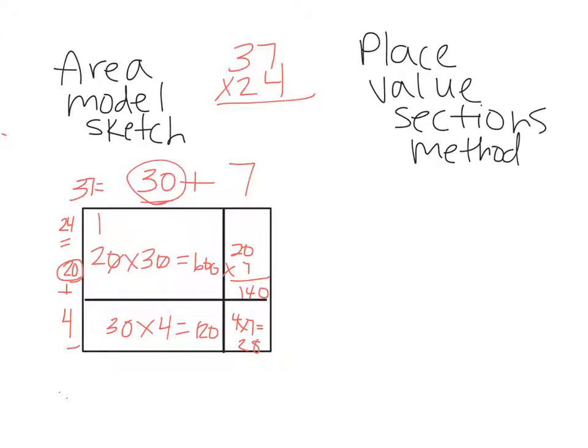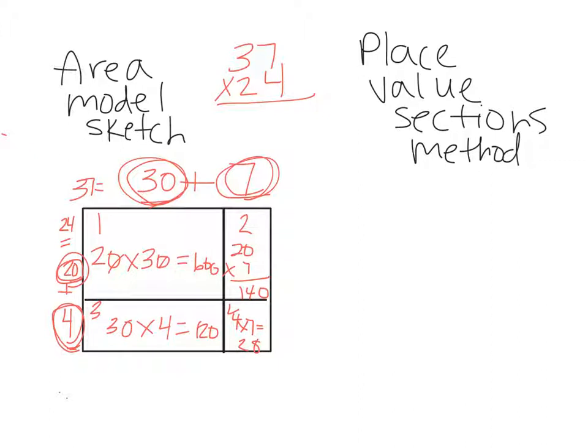That's number 1. Our second problem would be the 20 times the 7. This is our number 2 problem. Our number 3 problem would be 30 times the 4. And our fourth problem would be the 4 times the 7. So we just have to get used to that order.